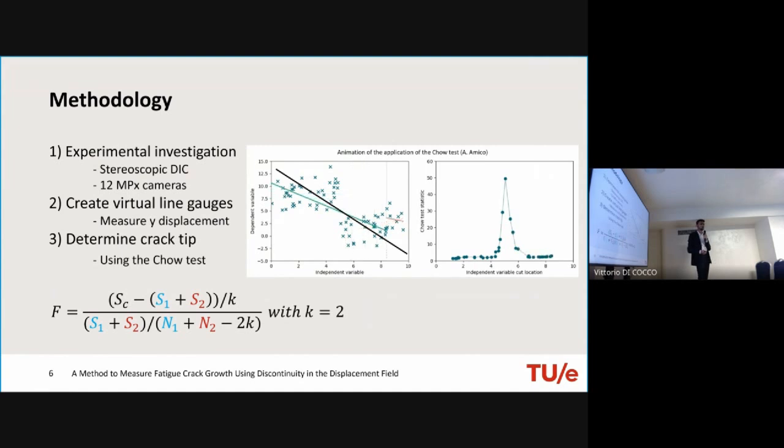The Chow test can determine discontinuity in a data set based on the square residuals of linear regressions. So we have a measure point, and we draw a linear regression through the data set, then we draw two linear regressions of subsets on both sides of the measure point. Based on that, you get a value which determines the discontinuity. The higher the value, the more likely there is discontinuity.